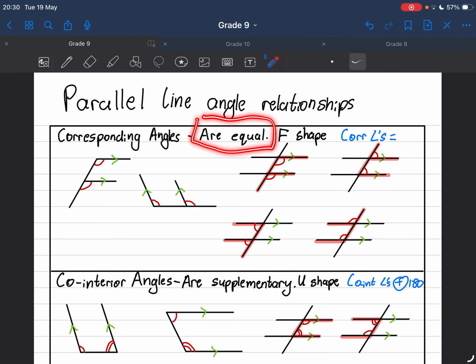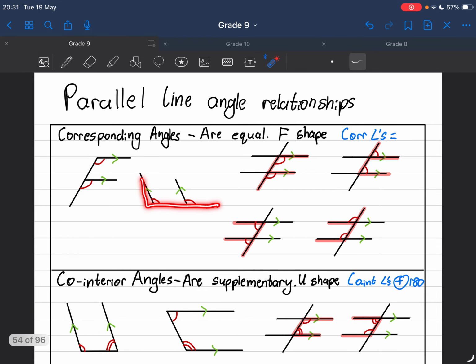Corresponding angles are equal and they're related to the F shape. This is the short form notation. So let's look. If you have an F shape, that's your goal. If you find an F shape, then the two angles under the arms of that F are equal to each other. So this is why I put a red angle here. So this is equal to this.